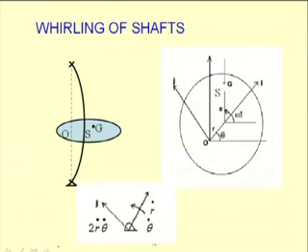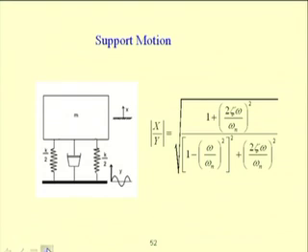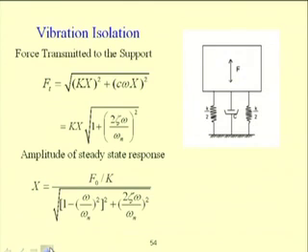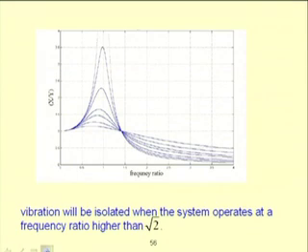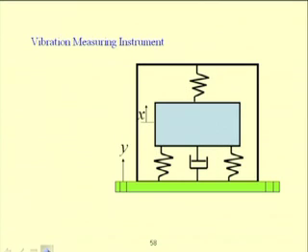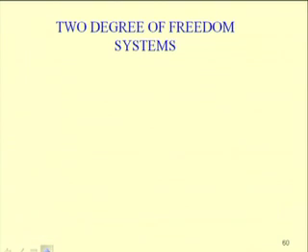And last class we have reviewed this rotating unbalance, whirling of shaft, then the support motion and the principle of vibration isolation. And also I told you about this sharpness of resonance and the vibration measuring instrument. One can use the same instrument as an accelerometer or as a seismometer depending on the natural frequency of the system and the measuring frequency.